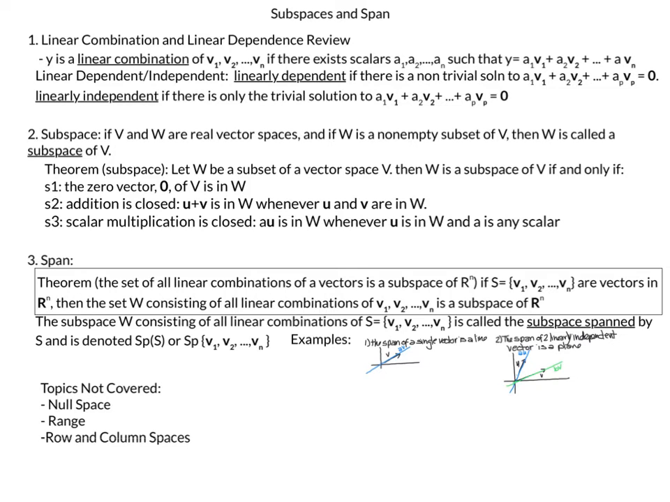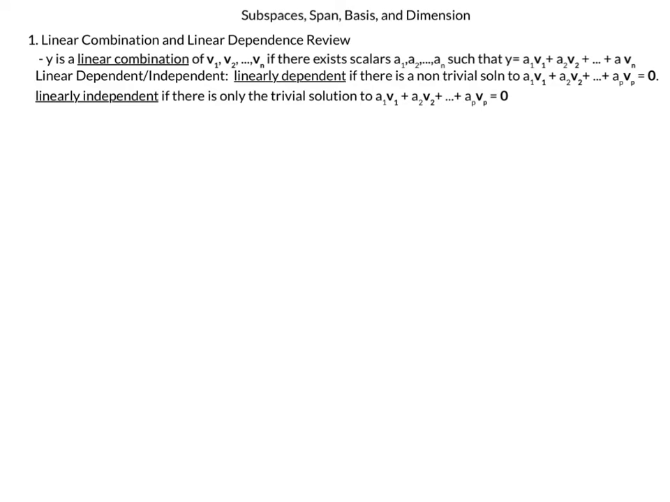I also want to mention topics that are important that are not covered, which is the null space, the range, and row and column spaces. We will start by reviewing the definition of linear combination and linear dependence because it's so central to so many things we do in linear algebra.